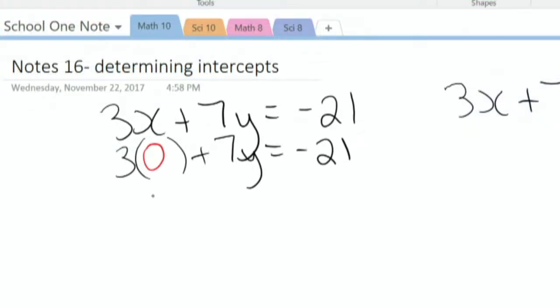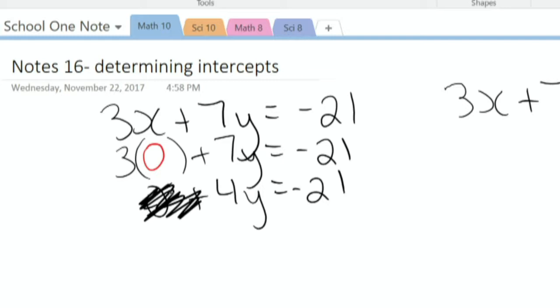3 times 0 is 0. Plus 4y equals -21. Oh, thank you. Because I wrote the 0 in there, I'm just going to cross it out so it doesn't distract me. I did put the 0 in there for you, but now I'm not going to worry about it. I just want you focusing on the 4y.